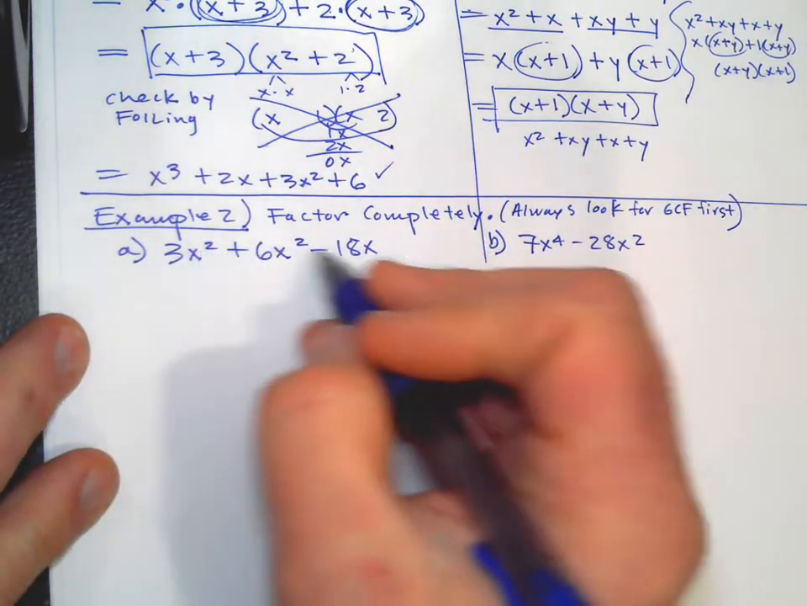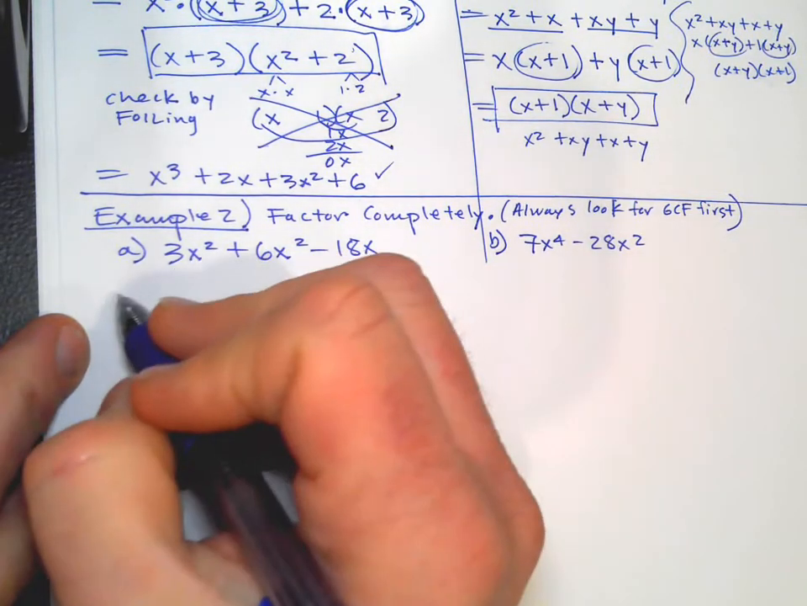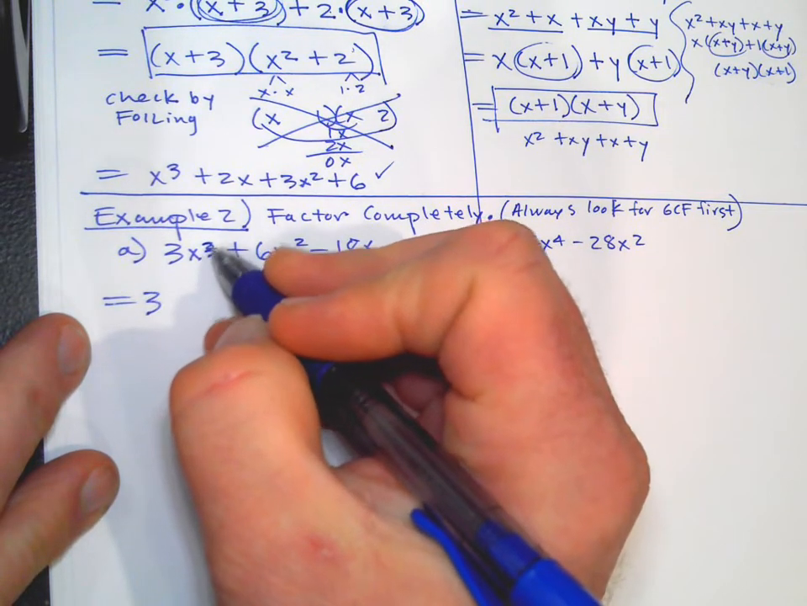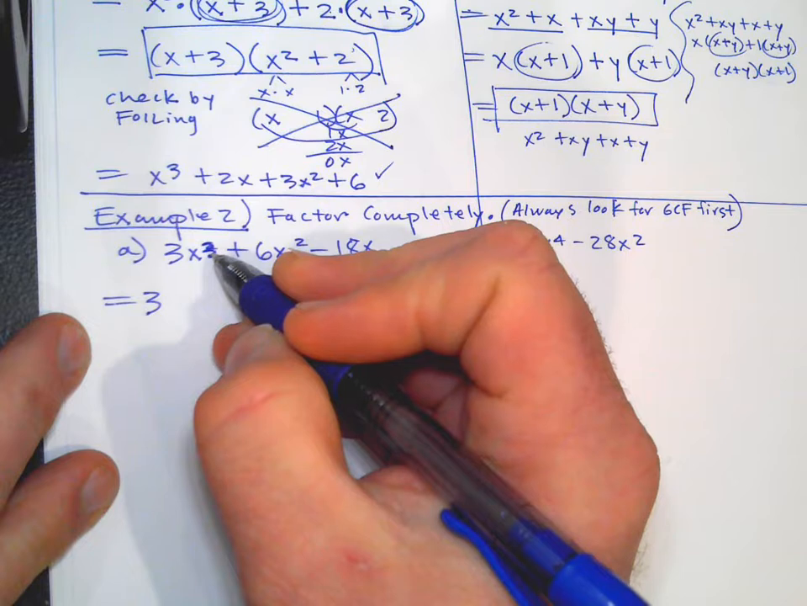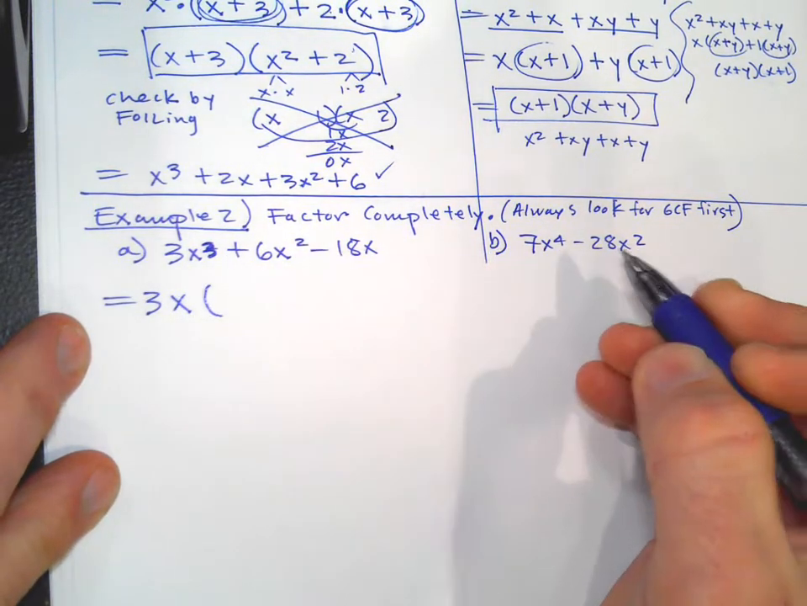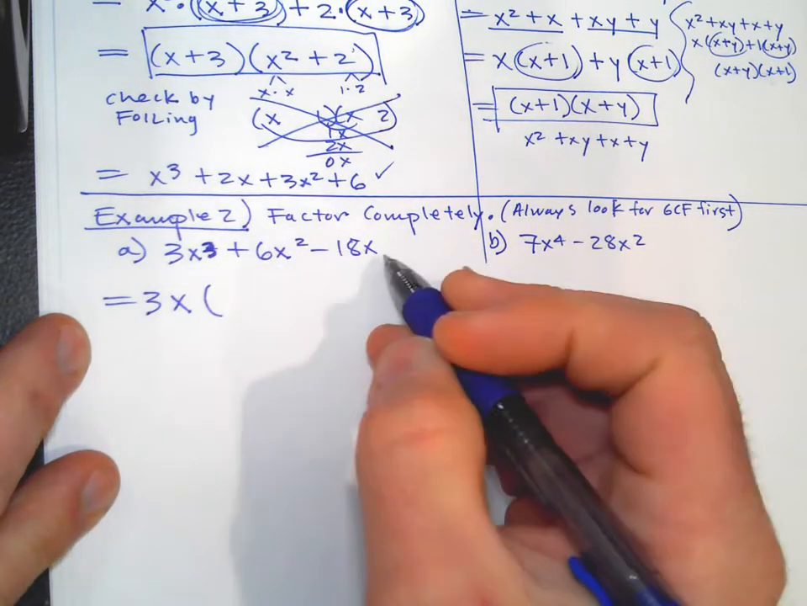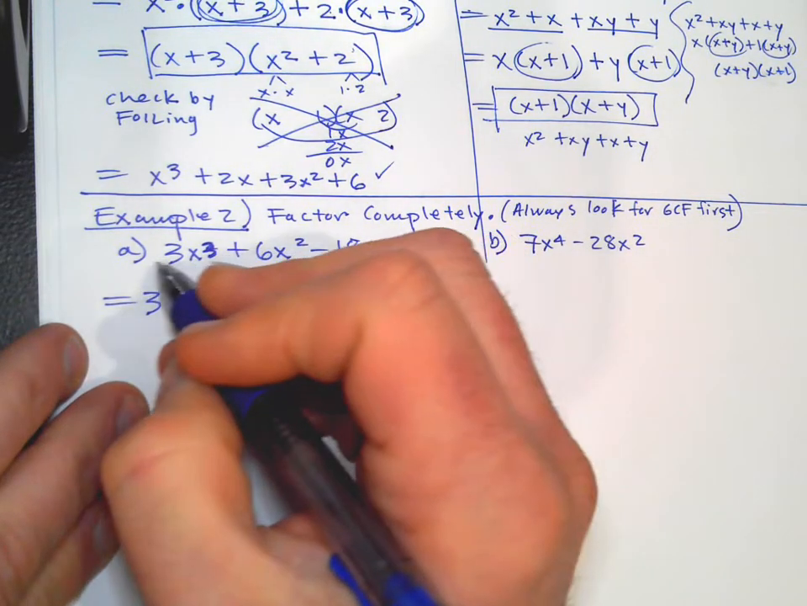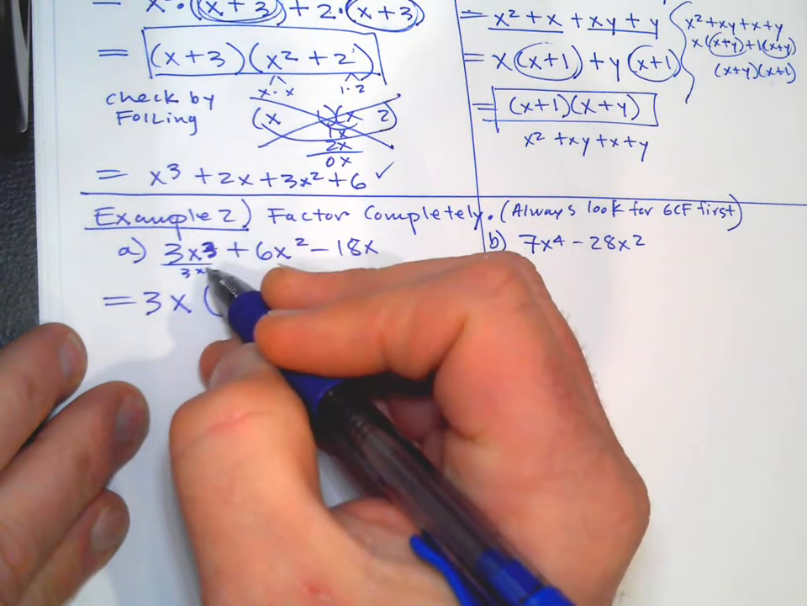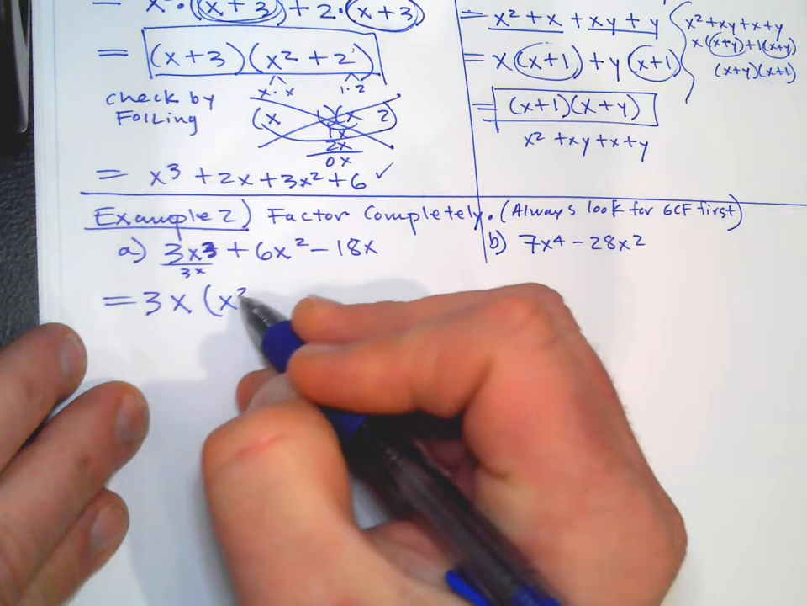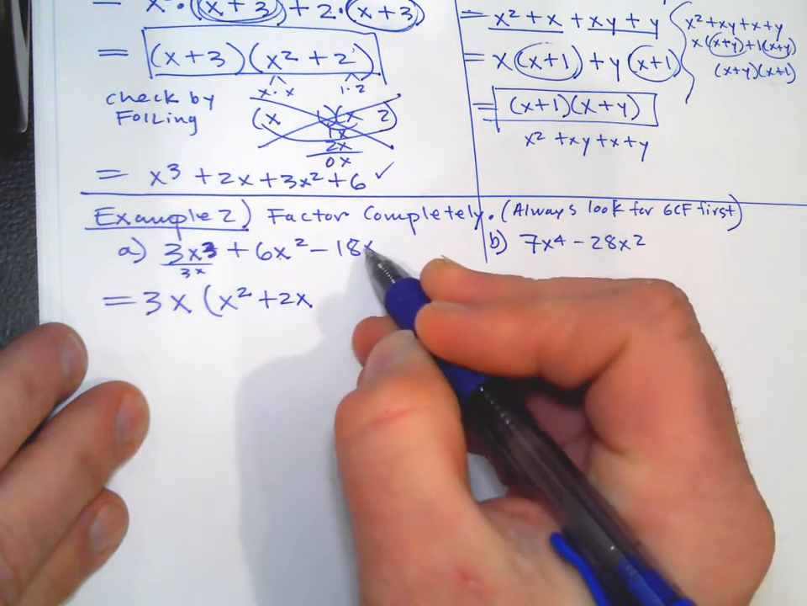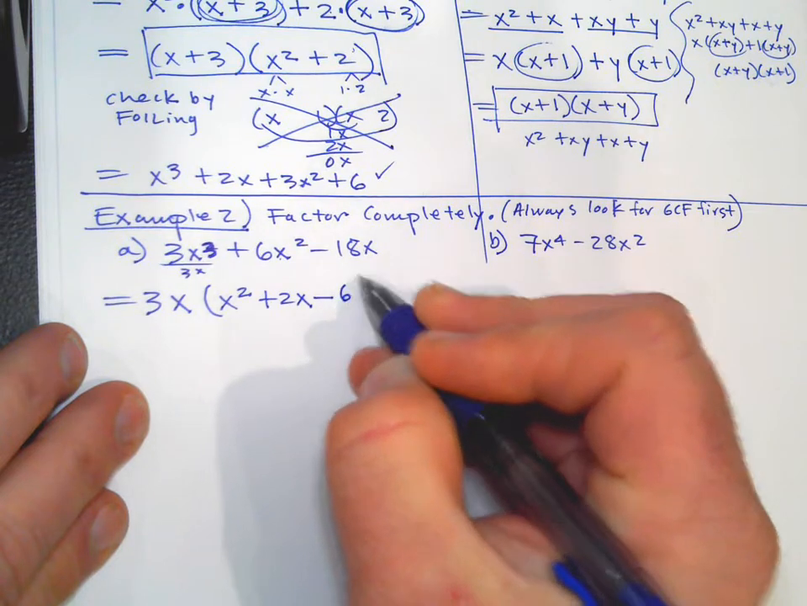So here, if you look at all these terms, 3, 6, 18, I'm like, oh, I could take a 3 out of all those, right? This should be x cubed, by the way. X cubed, x squared, x to the first, I could take an x out of all those. So my GCF is 3 for the numbers and x for those, 3x. Now I'm going to divide it out. If I divide this by 3x, the 3's cancel. X cubed divided by x to the first is x squared. Divide this by 3x, you get 2x. Divide this by 3x, you get minus 6.